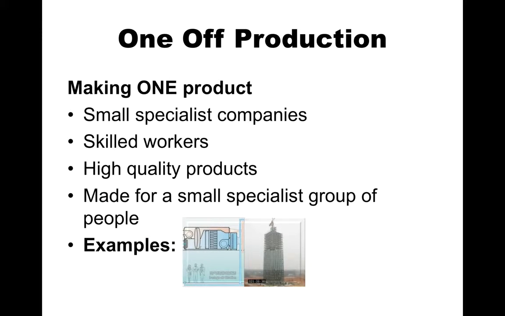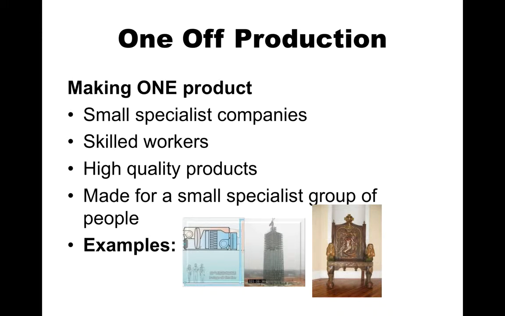So one-off production is all about making a single product. Some of the characteristics of one-off production: it would use a small specialist company, highly skilled workers, and they would produce a super high quality product. And it would very often be made for a small specialist group of people. So examples might be this handcrafted chair, or even certain buildings are considered to be one-off products.